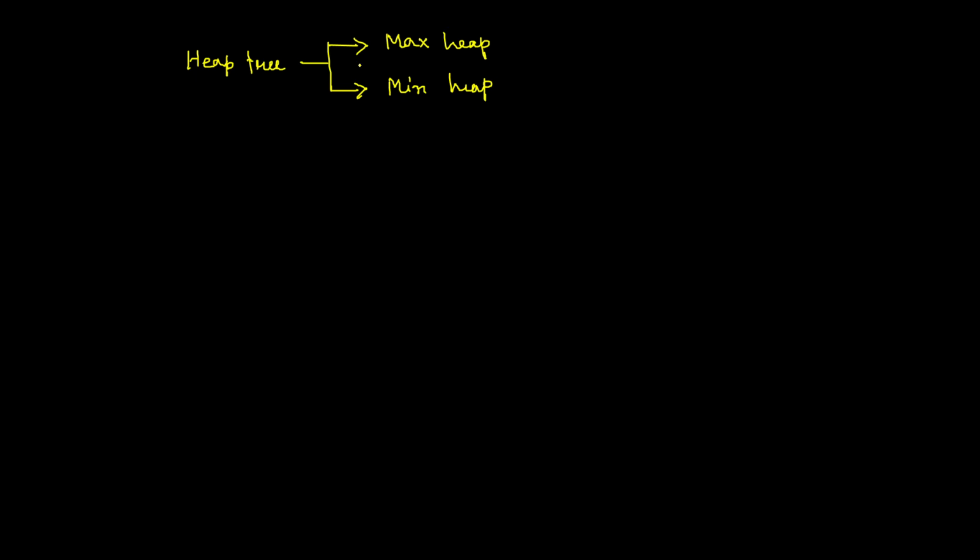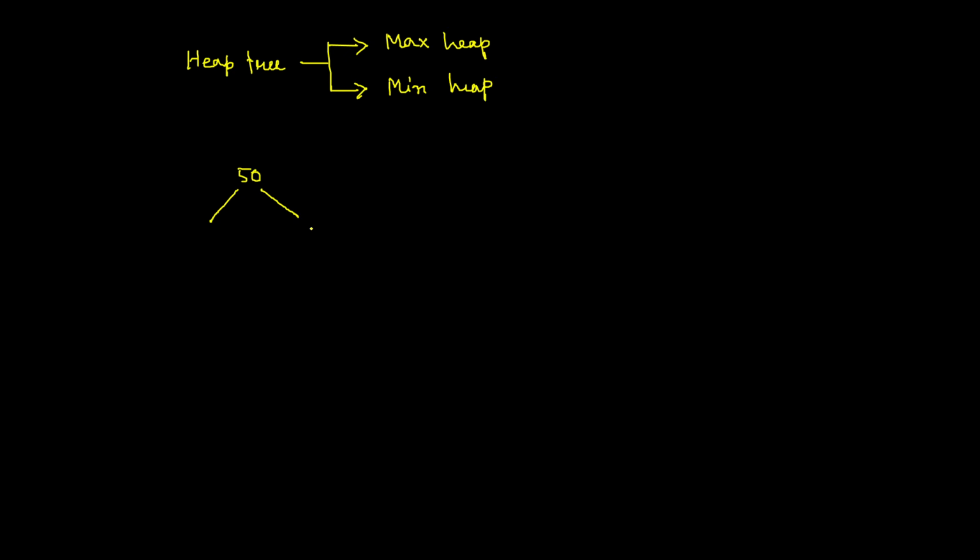Now, what is max heap? Max heap says that in each and every subtree of a complete binary tree, the parent will be greater than its child. What I mean is that if we want to create a max heap, for example, I have a 50 value over here, the left and right children of 50 must be lesser than 50.